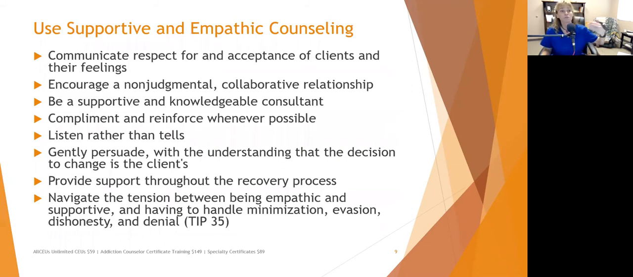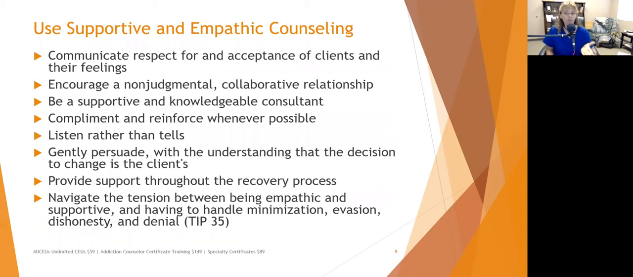I'm going to walk them through my thinking process to help them see how I arrive at my conclusions, but I want them to do it. We want to gently persuade clients to do things with the understanding that the decision to change is theirs. I can provide my 2 cents, what I think is going to be really helpful, but otherwise they have to make the decision about whether they're going to do it.